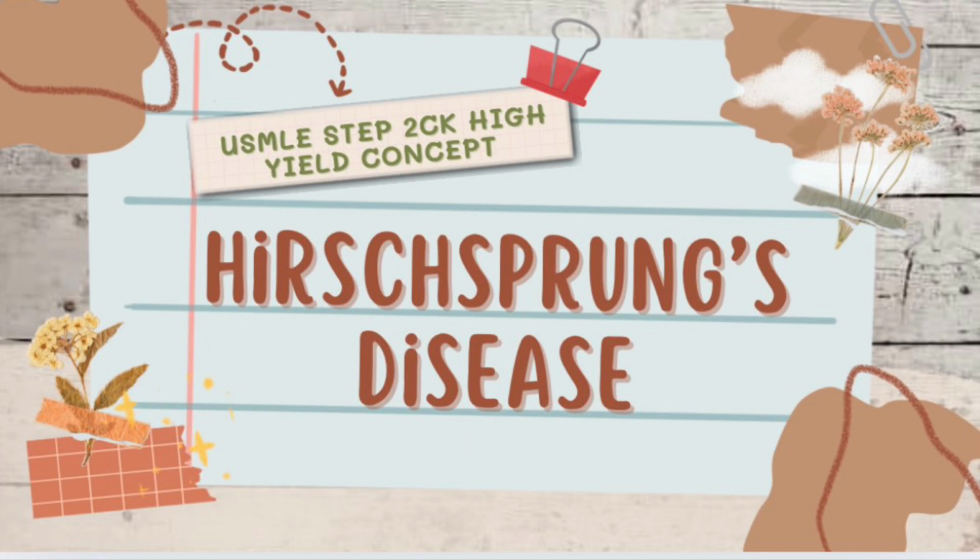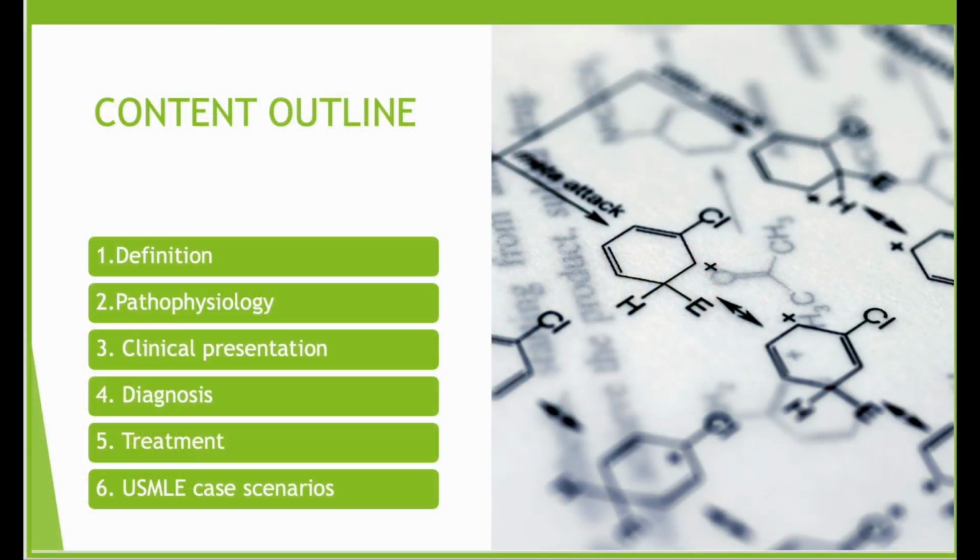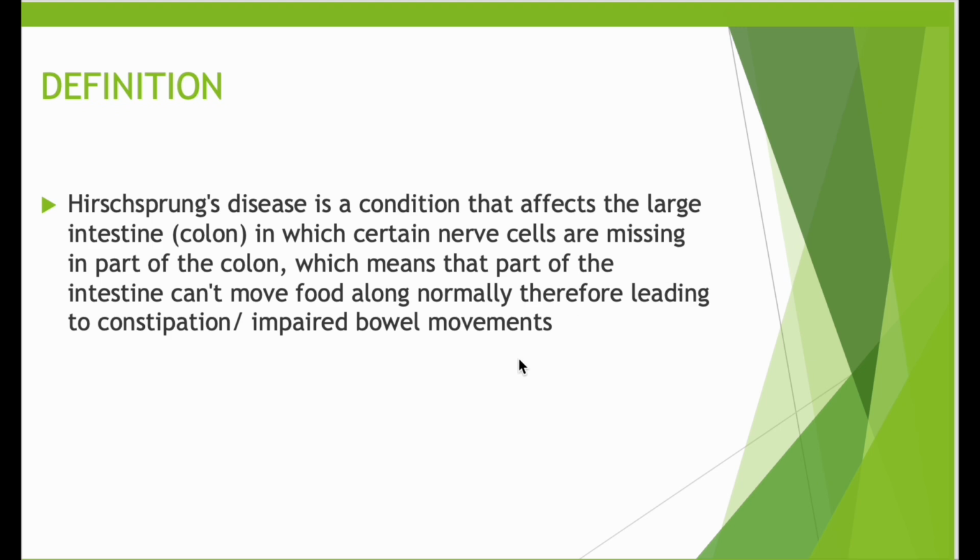We'll be discussing Hirschsprung disease today, and this is our content outline for the day. As usual, we will define the disease in simple terms. Hirschsprung's disease usually affects the large intestine or the colon. During the disease, a portion of the colon is missing certain nerve cells. Therefore, that part of the colon will not be able to perform peristalsis, and there are impaired bowel movements that could lead to constipation.